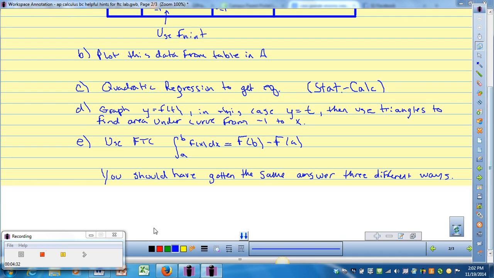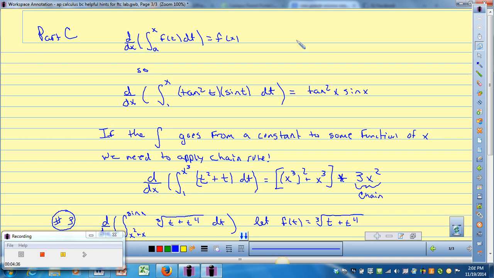Now let's look at the next part, Part C. In this one, we call this Fundamental Theorem Part 2.